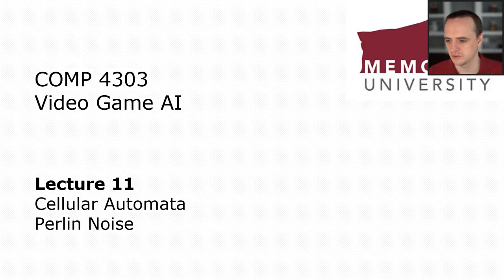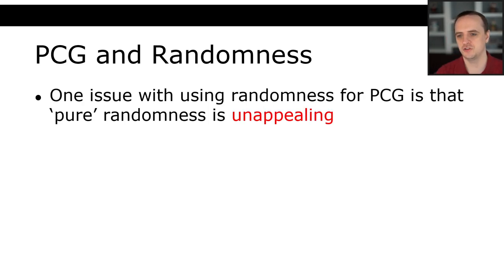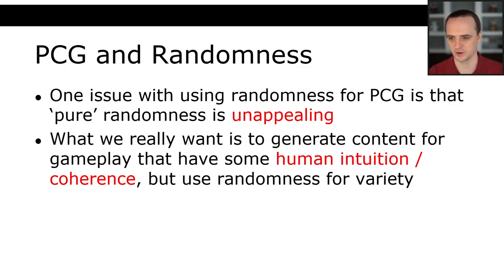Okie doke. So, lecture number 11, cellular automata and Perlin noise. Two really, really good tools for procedural content generation. Something we talked about a lot last time was randomness for PCG, right? And we said that one issue with using randomness is that pure randomness is just unappealing. You want to have some structure to the randomness that has some intuition to the user about what's going on. You just don't want pure noise.